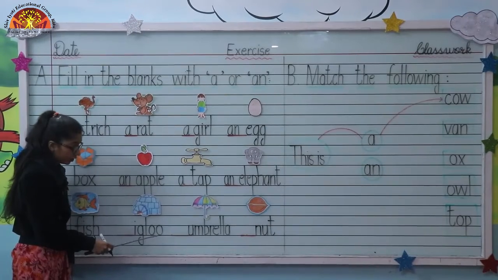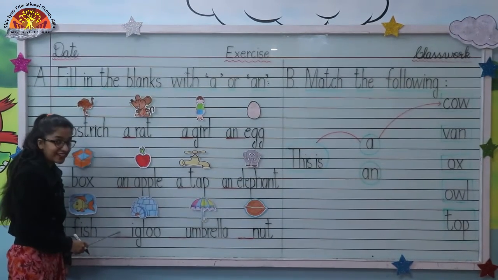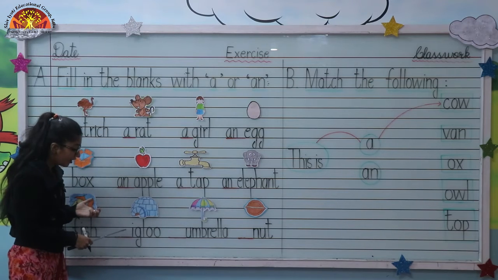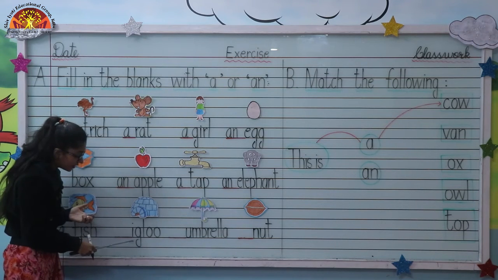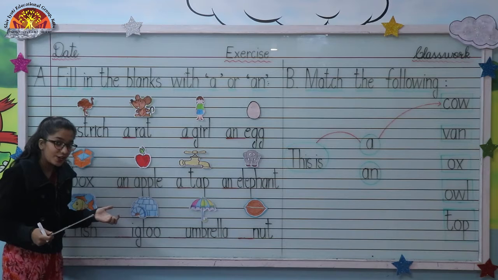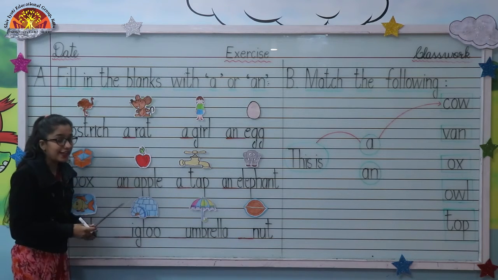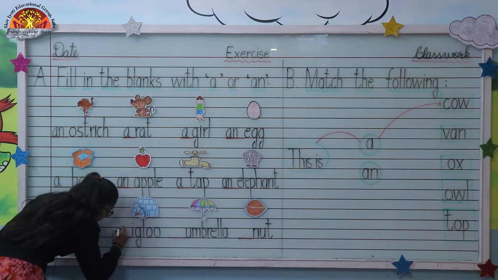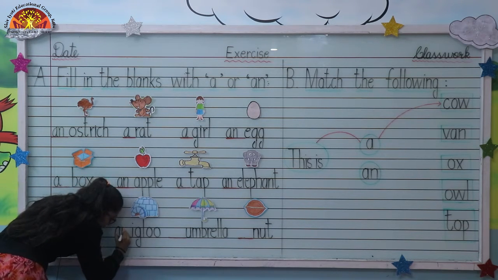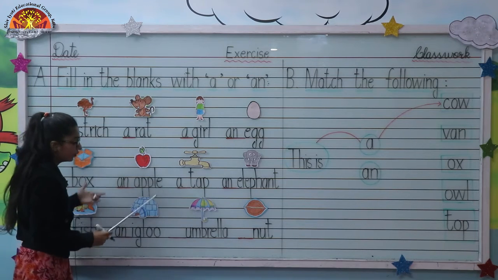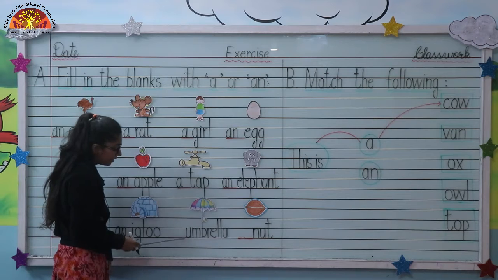I-G-L-O-O. Igloo. So kids, what should I write here? A or an? Should I write a? No, because first letter is a vowel. So we have to write an before this word. So write an here. Like this. Move to next.